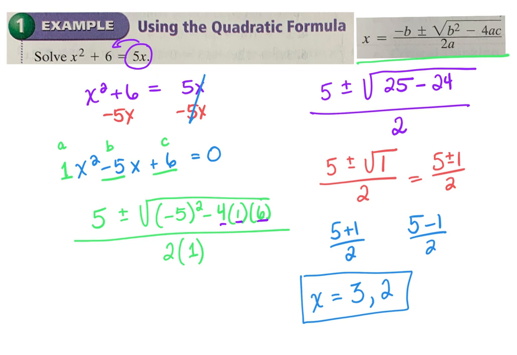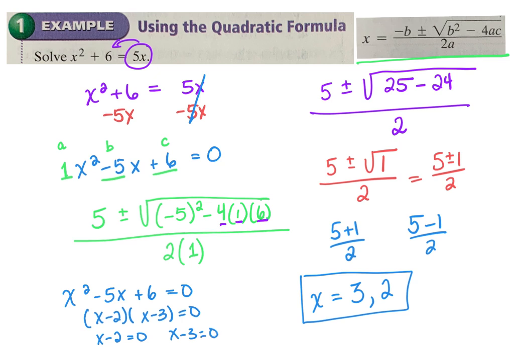Now let's go back to what we said about factoring. If I factored this, I would get x minus 2, x minus 3. If I set each one equal to 0, I would get 2 and 3. Okay? Now, again, they gave us one that you can factor. Factoring would have been easier here. I will give you that one, all right? Factoring would have been easier.